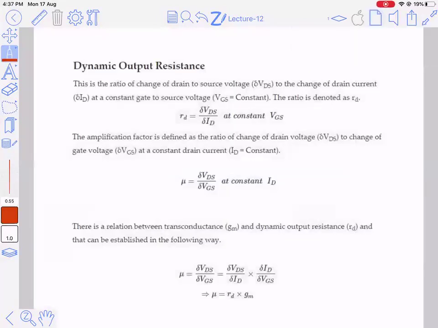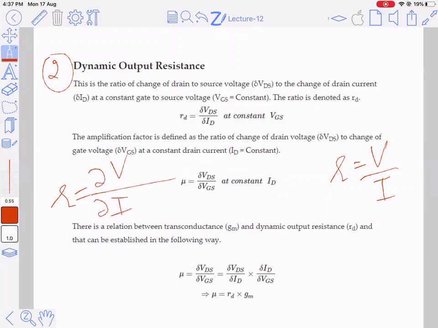That's the first parameter that we have defined. Second is the dynamic output resistance or small signal output resistance. Resistance is nothing but V by I, and that too we are saying output resistance. Small signal means it's changing, so it is delta output voltage divided by delta output current. We know that in JFET there is only one current. And what is the output voltage? This part, VDS. So VDS by RDS.